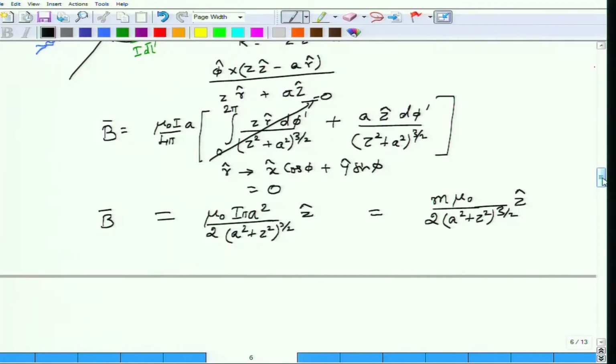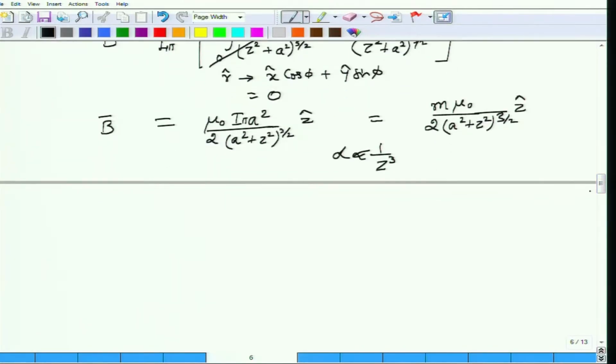So the area of the loop multiplied by the current carried by the loop is what is called the magnetic moment. We will be discussing the magnetic moment, the force, the torque, all those things later, but this is something I wanted to point out right here. When you look at the field at a very far away distance from the loop, you will see that the field goes as 1 by z cube. So as you go up and up along the z axis, the field goes as 1 by z cube.